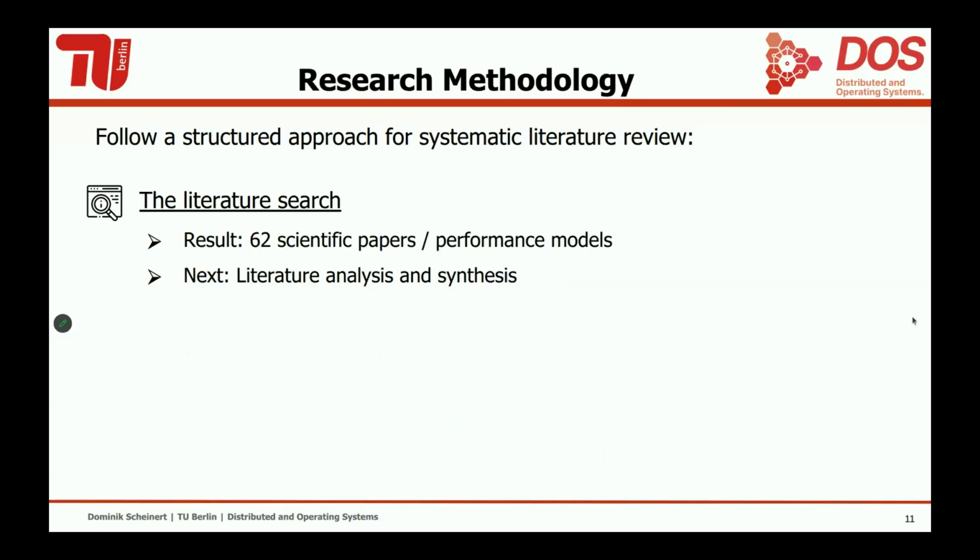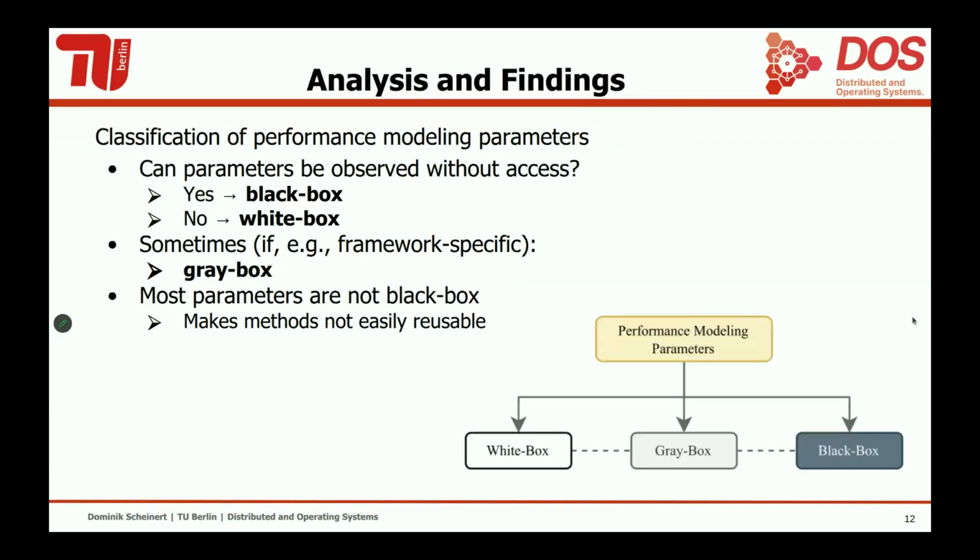And then, of course, after that, we went into the analysis and deriving insights, writing the paper. So now let's look at the literature analysis I just hinted at. So first, we looked at all these performance modeling parameters that were used in these papers, and we tried to classify them into black box, white box, and gray box.